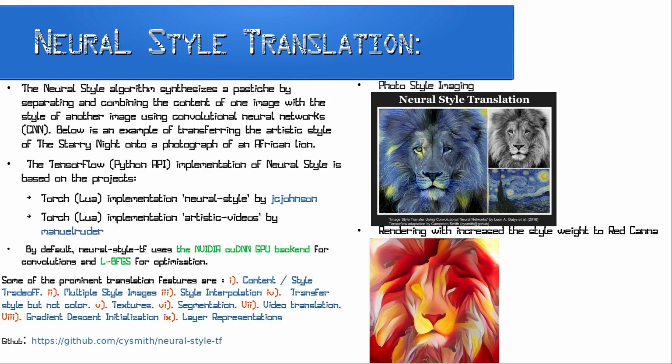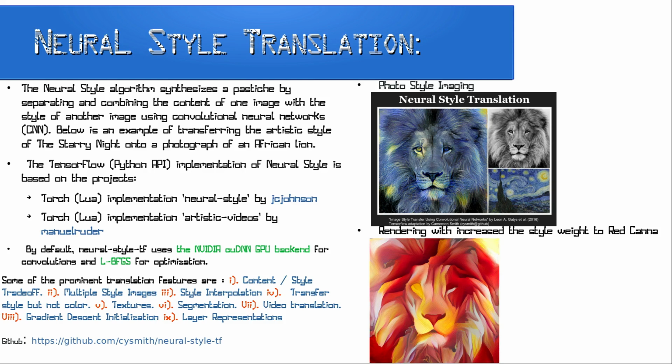Number 5, textures. The algorithm is not constrained to artistic painting styles only. It can also be applied to photographic textures to create pareidolic images. Number 6, segmentation. That means style can be transferred to semantic segmentations in the content image. Multiple styles can be transferred to the foreground and background of the content image.